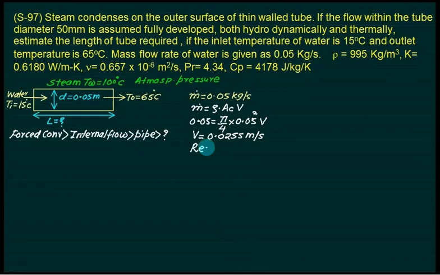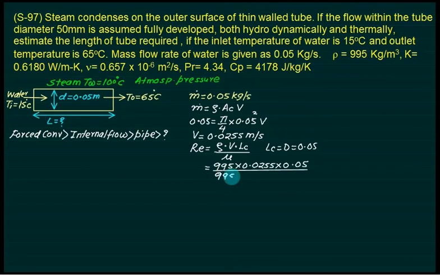Check whether the flow is laminar or turbulent. We'll find the Reynolds number, given by rho multiplied by V multiplied by Lc, where Lc is equal to D, divided by dynamic viscosity. Lc is the diameter, equal to 0.05. Let's substitute the values here. Density is 995. Velocity we have just found is 0.0255. Characteristic length is 0.05. With the dynamic viscosity, we'll multiply by rho.